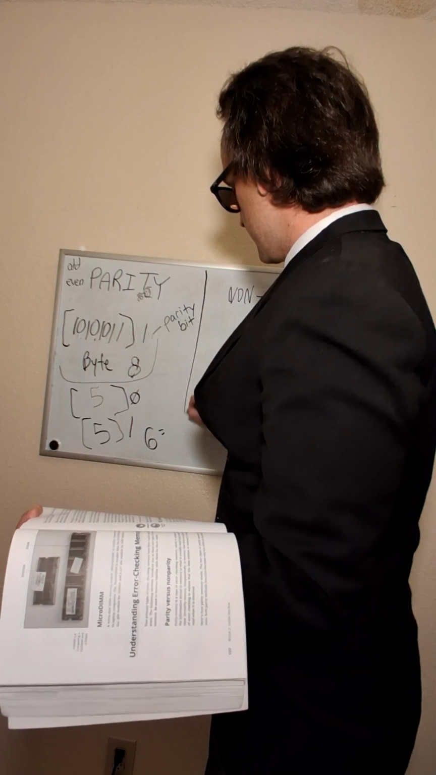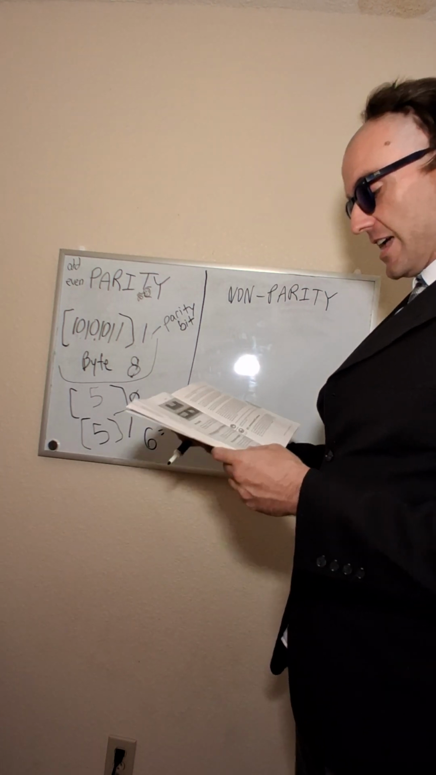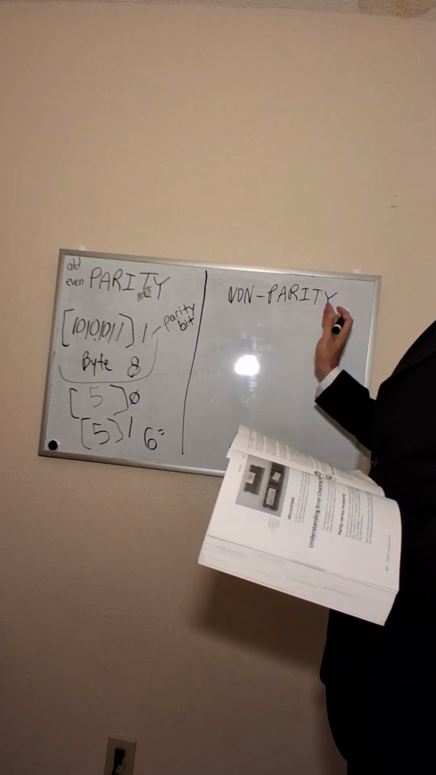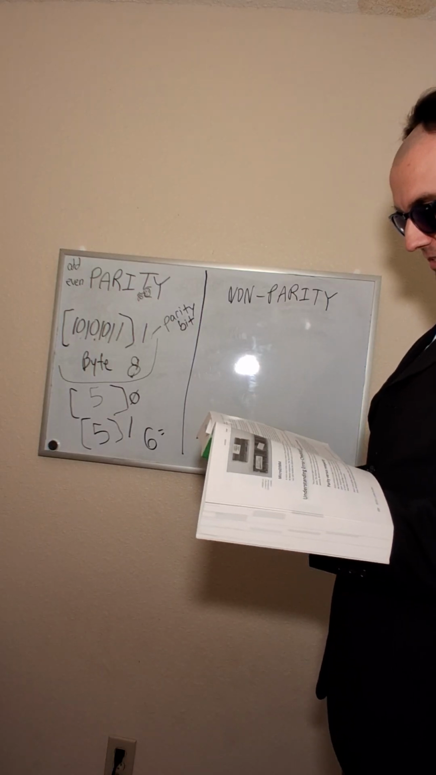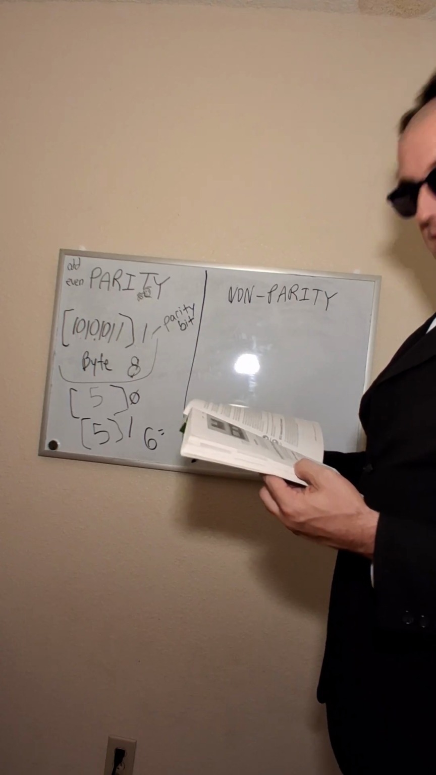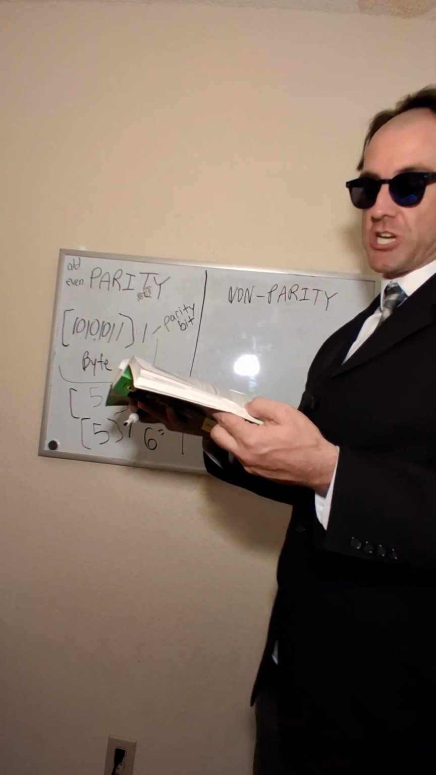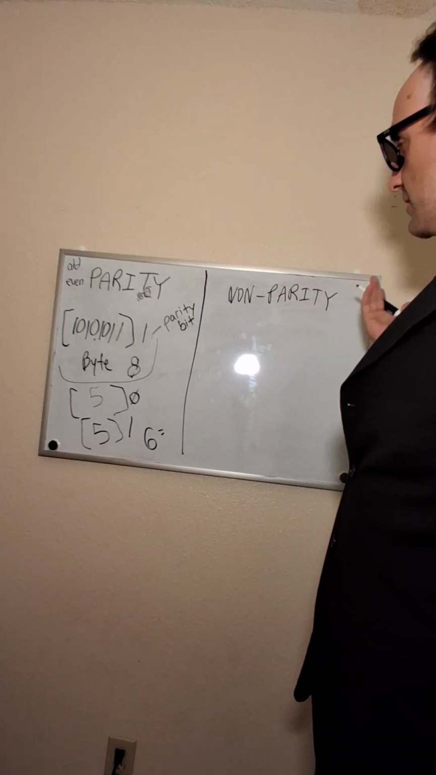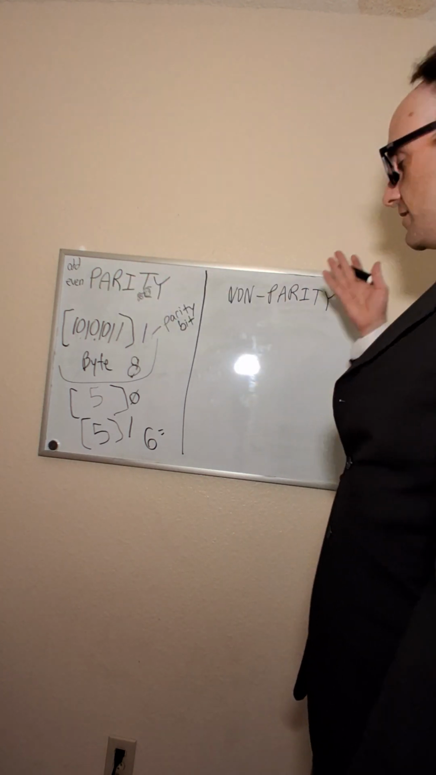It's an error-checking memory. Now, if it's non-parity, it doesn't do any of that. Parity versus non-parity: non-parity memory is memory that does not perform any kind of error checking. So there you go. Non-parity doesn't do any of that. So parity, even and odd, non-parity.